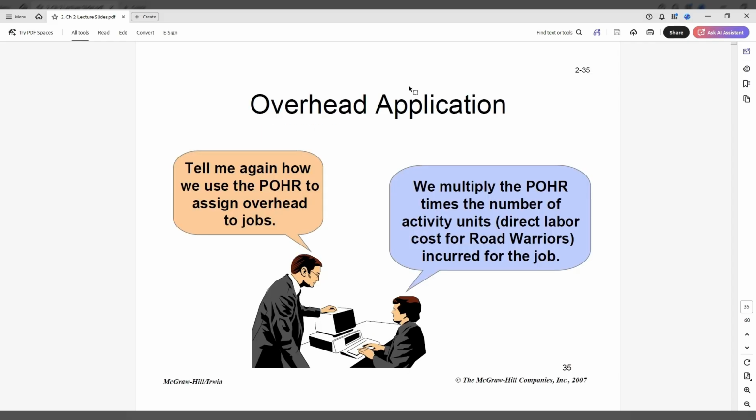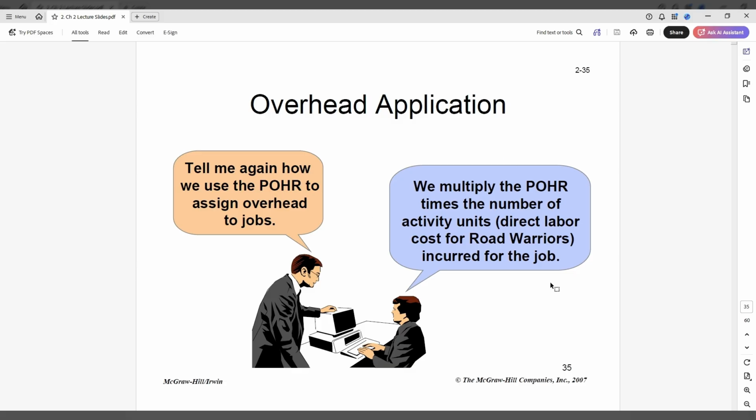Okay, so now we're going to move on to the next slide, where we are going to talk about that predetermined overhead rate a little bit more. This is just kind of saying, hey, wait, how does this work again? We multiply the predetermined overhead rate, that was the 160% we saw previously, times the number of activity units, and we use direct labor costs for those activity units. But again, it's just activity units that we're using. It could be something different, not just labor costs, could be labor hours, machine hours, something else.